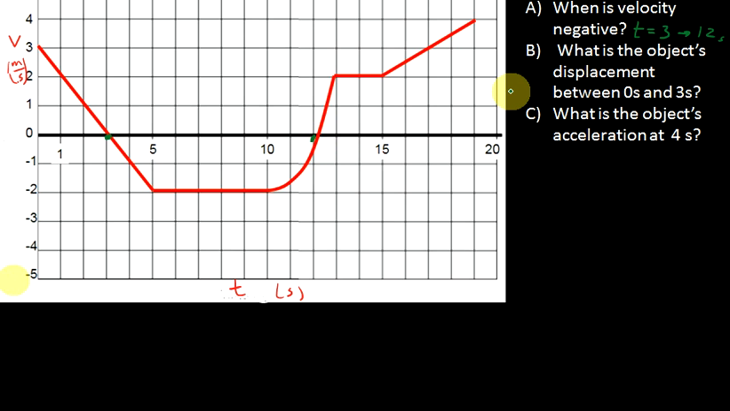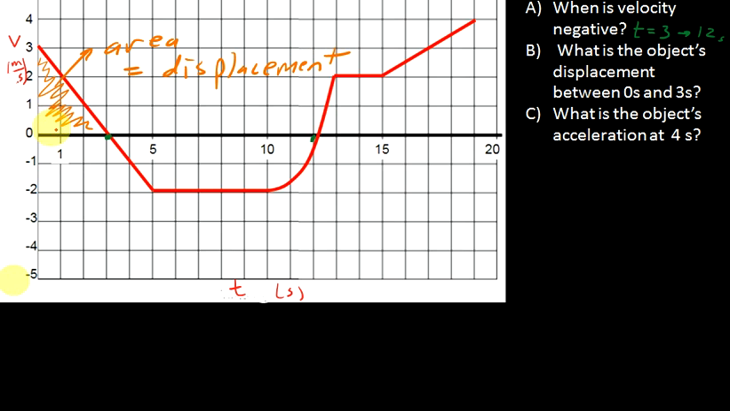Nice. B, what is the object's displacement between 0 and 3 seconds? This one might be a little tricky. This is a velocity graph. I have units of meters per second on the y-axis and units of seconds on the x-axis. It's the area under the curve. That area will give me the object's displacement. That's how the units work out.